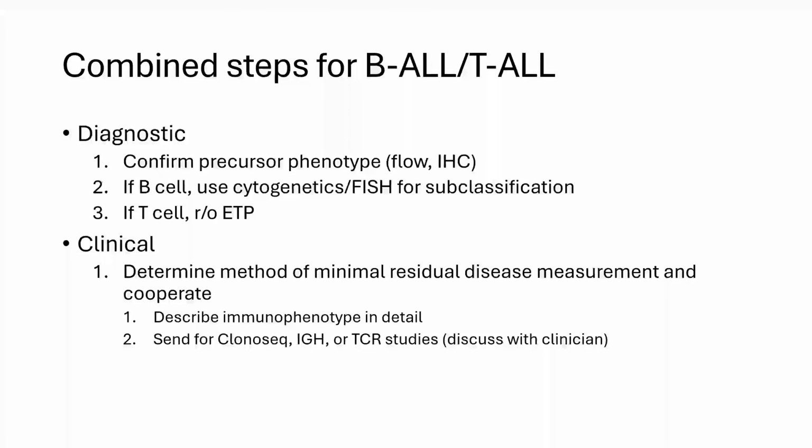So again, the combined steps for ALL evaluation: diagnostically, confirm the precursor phenotype. For the B cell, use cytogenetics FISH for subclassification. If T cell, rule out ETP. Then from the clinical perspective, determine a method of minimal residual disease measurement and cooperate with the clinicians. Should describe the immunophenotype in detail and discuss other clonality studies that you would use for further evaluation of minimal disease.